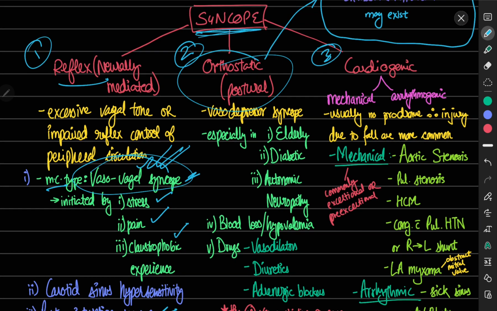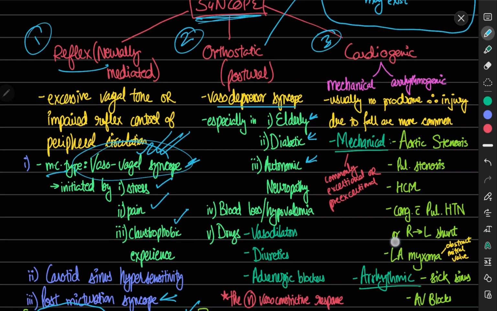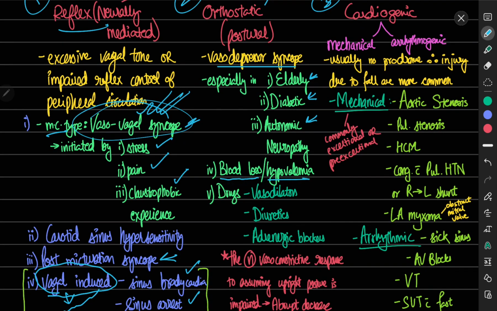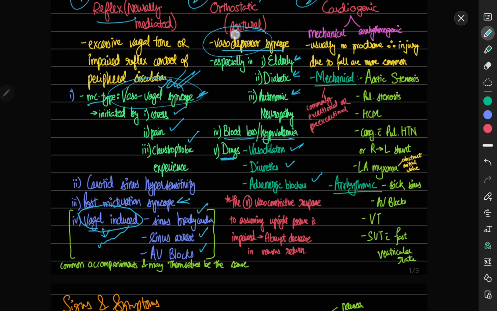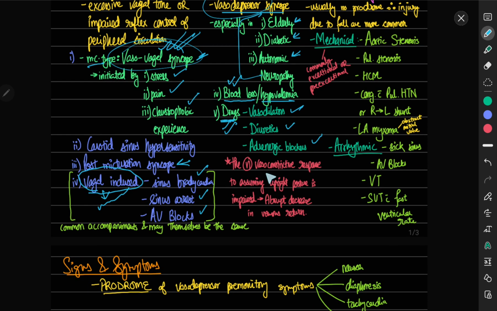Second, we have orthostatic or postural hypotension. It is a vasodepressor syncope seen mainly in the elderly, diabetic, and neuropathic patients, and also in patients with blood loss or hypovolemia, and with some drugs such as vasodilators, diuretics, and adrenergic drugs. Basically, there is loss of vascular tone due to volume loss, drugs, or autonomic failure. The normal vasoconstrictive response to assuming an upright posture is impaired. This causes an abrupt decrease in venous return, causing syncope.